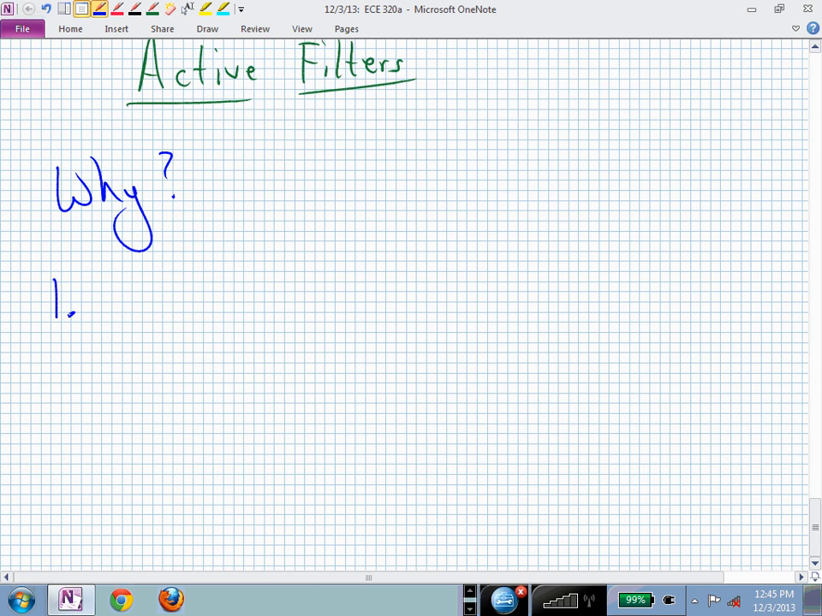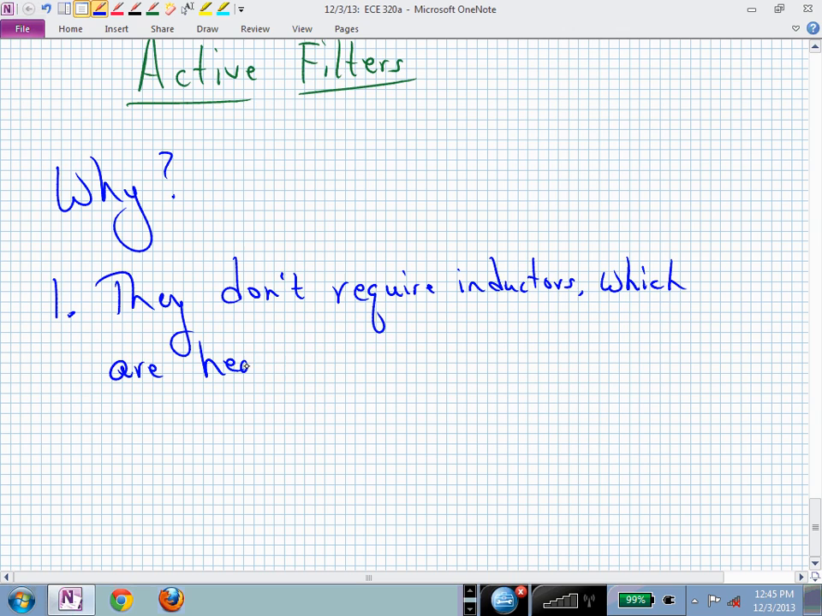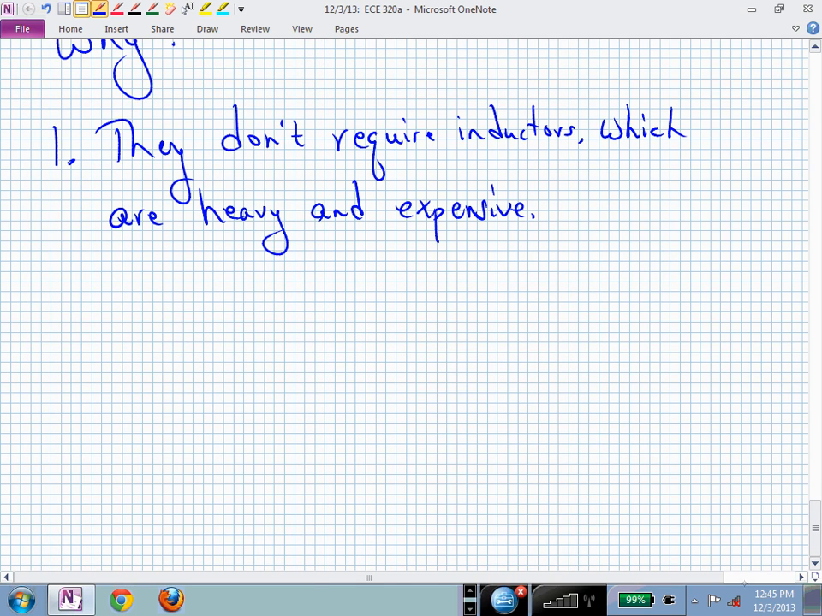One is you probably don't want to be putting inductors in everything. Those are heavy devices, heavy little elements. So you can avoid inductors by using active filters. They don't require inductors, which are heavy little devices and expensive. That might be a reason. Cost. That usually drives a lot of different designs.